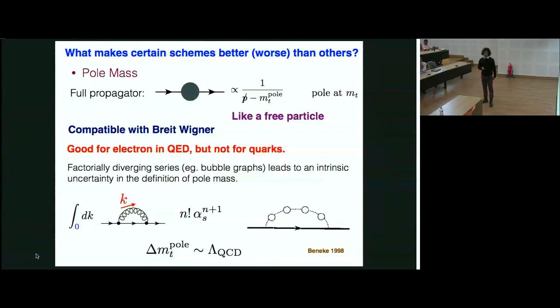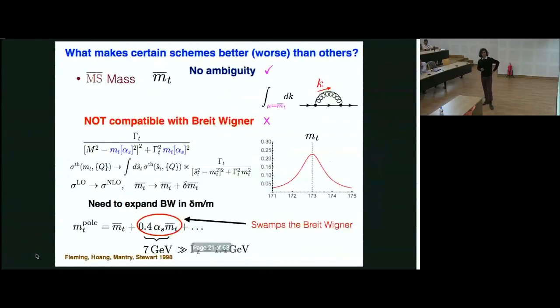And this is not a problem in QED. Then you can ask, okay, the other popular scheme we know of is the MS-bar scheme. And in the MS-bar scheme, there is no such ambiguity. It's of the class of schemes called the short distance mass schemes. It is related to the fact that there is an IR cutoff in the integration, which was not there when we did the calculation for pole mass. But the problem with the MS-bar scheme is that it's not compatible with the Breit-Wigner.